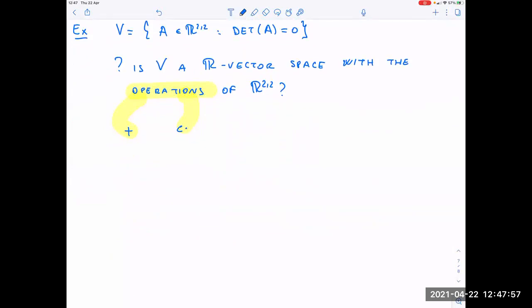So since we use these operations, all the properties of the operations are okay if V is closed with respect to the operations, so with respect to addition and multiplication by a scalar. Okay, so what do you think? Is V a subspace or not?